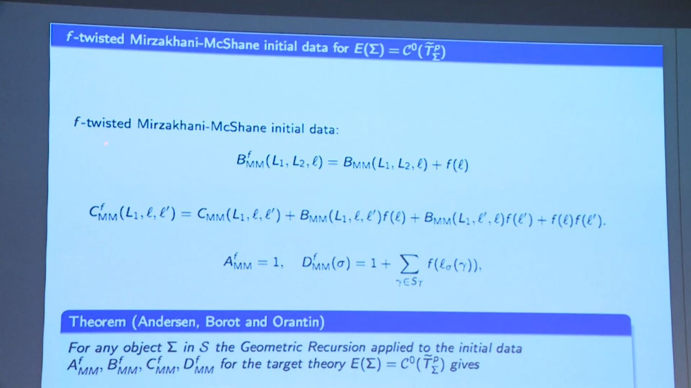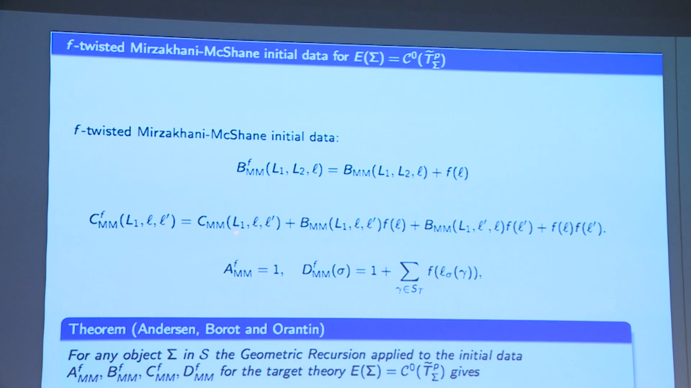We take the Mirzakhani initial data, but now we do this kind of twisting. So for B, we simply add F of L. And for C, we take C of Mirzakhani, and then we combine B with F this way here, because it has to be symmetric in the last two, right? So you are led to this if you want to combine it with F and B. And then you take the product in the end here.